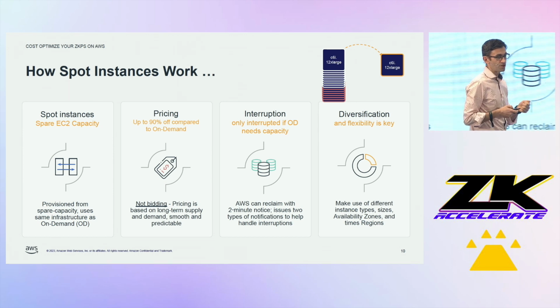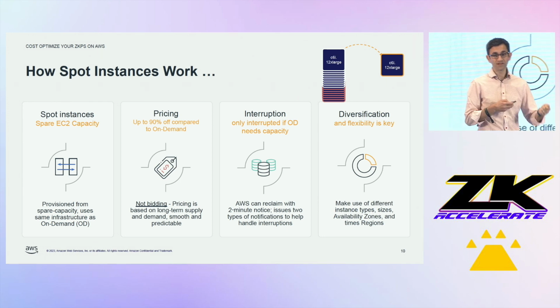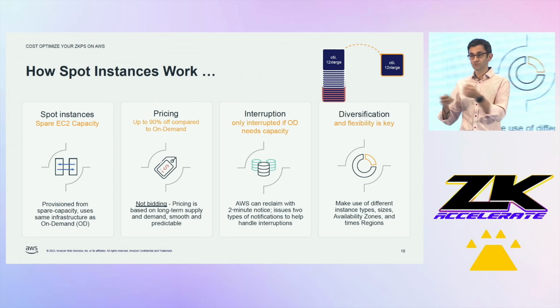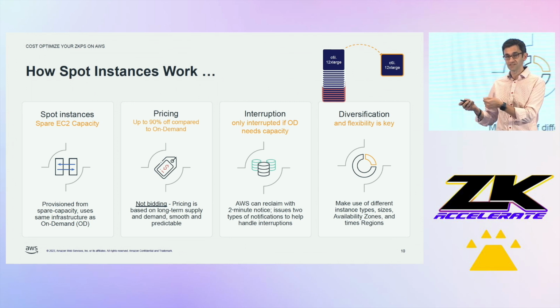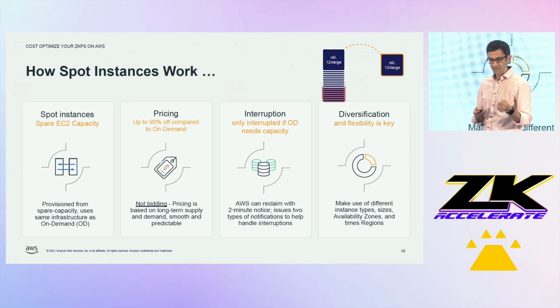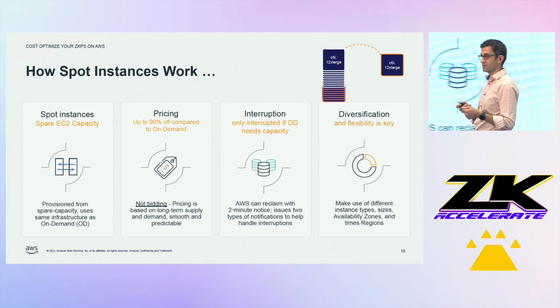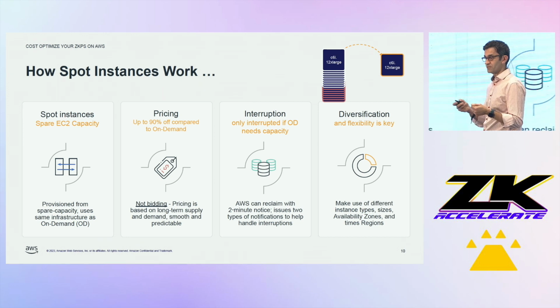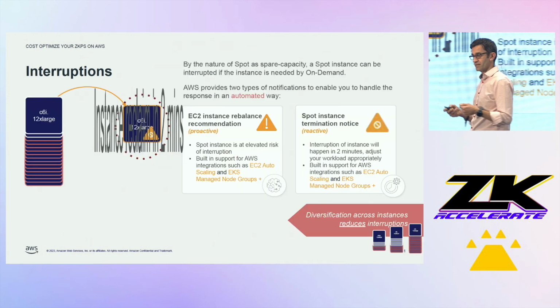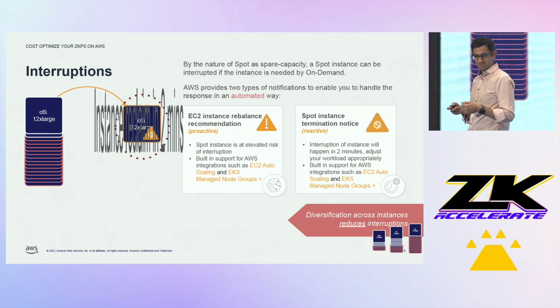Because we want to be able to serve customers that request this on demand, we need to be able to reclaim the Spot instances when capacity dries up, the spare capacity. And I'll get into interruptions more in a second. And then diversification, we talked about this a bit, but being able to be flexible in the workload which you have.